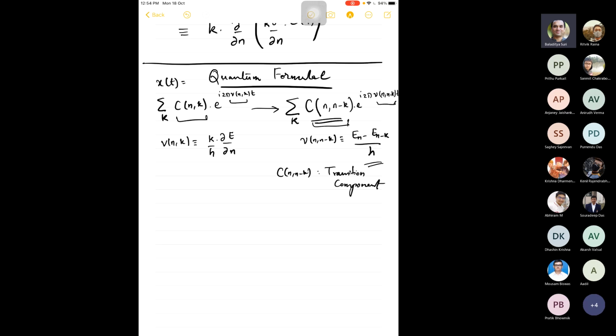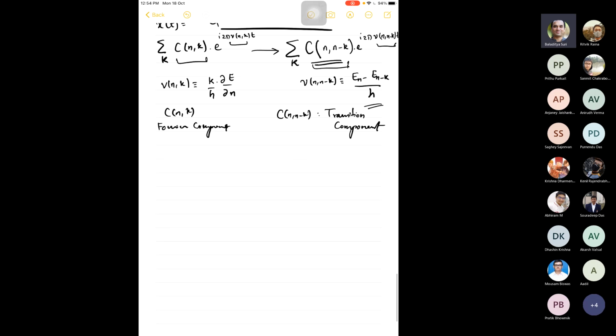This is all very abstract, okay? So this is the Fourier component. Classically, this is the Fourier component and this is the transition component. All right, at least the way I'm writing it, a 2-column thing is now taking shape. So let us hope I can sustain this.